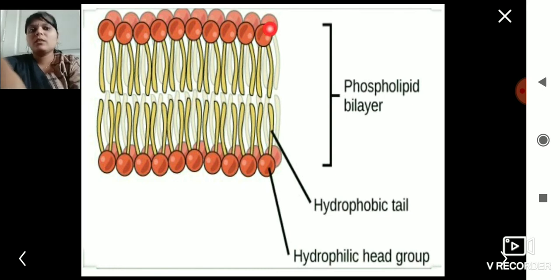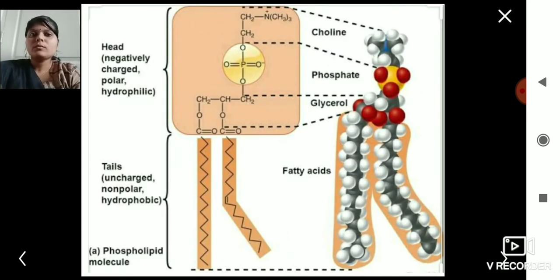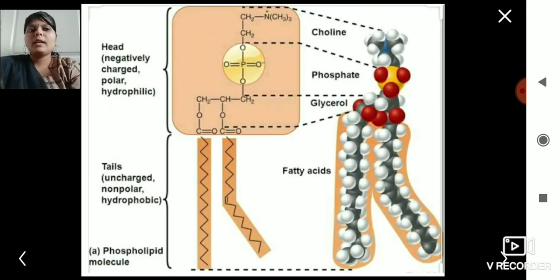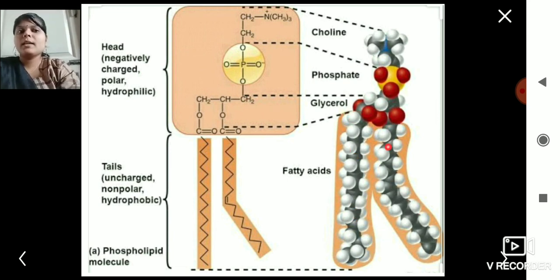These are the heads of the lipids, which are hydrophilic in nature, and these are the tails of the lipids, which are hydrophobic. Now this is only one head that I'm taking, one structure of that. If you enlarge it, you can see how it is arranged. Choline makes up the head, the neck-like region is in the form of a phosphate, and glycerol is present to attach the tail and the head. These are the fatty acids which form the tail.